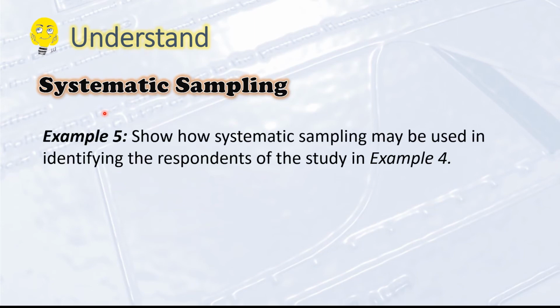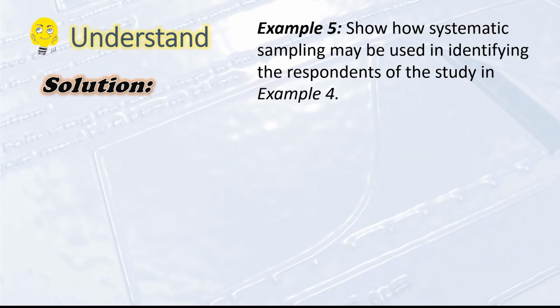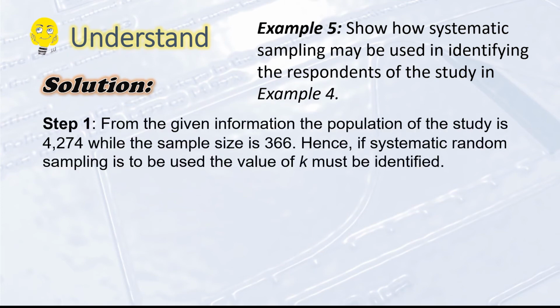Show how systematic random sampling may be used in identifying the respondents of the study in example 4. Here is our suggested solution. From the given information, the population of the study is 4,274, while the sample size as determined using the Slovin's formula is 366. Hence, if systematic random sampling is to be used, the value of k must be identified.